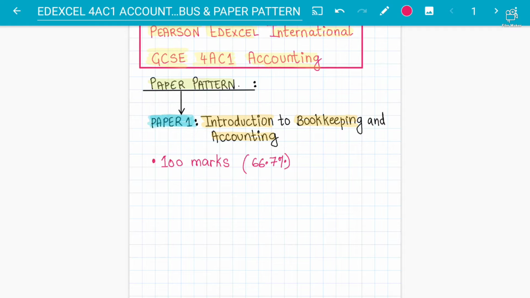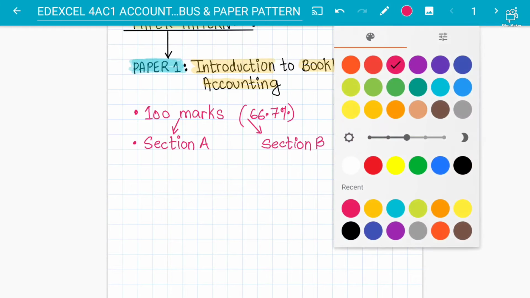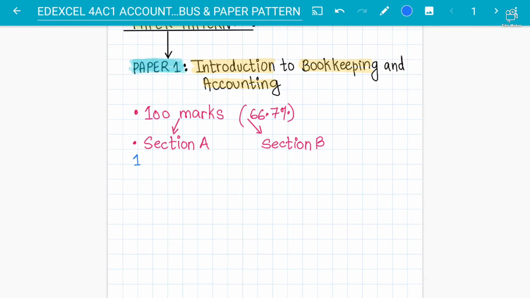Students need to understand that questions will be tested in two sections. The paper is split into section A and section B. Section A is 10 multiple choice questions, each of 1 mark, and then there are 3 questions, each of 5 marks, which are very basic.